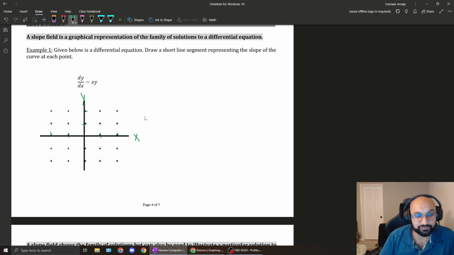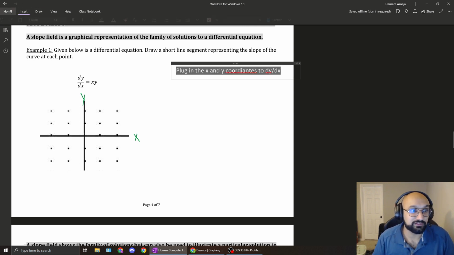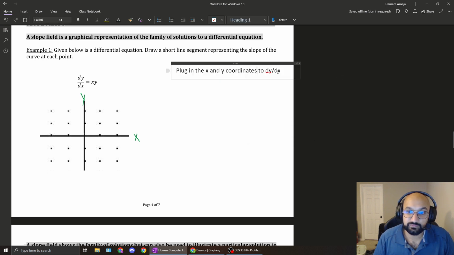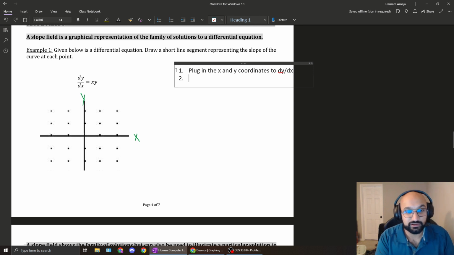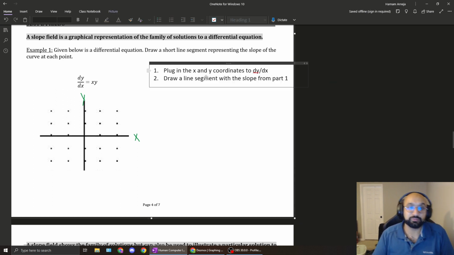So the goal of slope fields is to plug in the coordinates into dy/dx and draw the slope at that point. So you plug in the x and y coordinates to dy/dx. And I will, once again, make this visible. So you plug in the coordinates. Once you plug in the coordinates, you then draw a line segment with the slope you found. So whatever you get for dy/dx represents the slope, so you draw that.